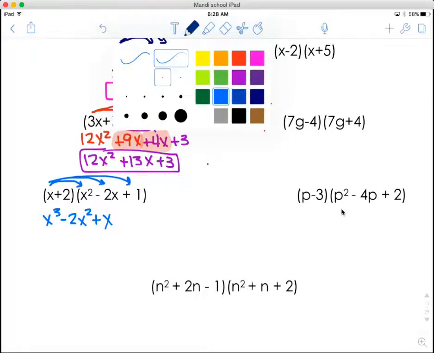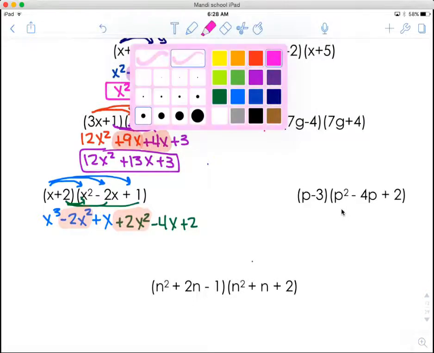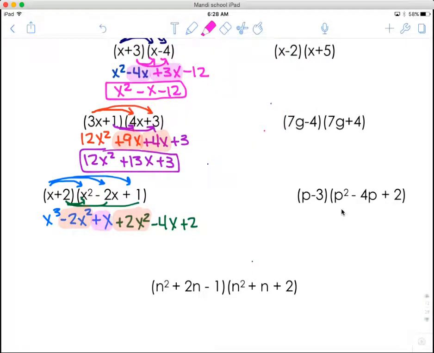Then you take the second term, do the same thing. So we have 2 times x squared, so 2x squared, 2 times negative 2x, negative 4x, and 2 times 1, which is 2. Find your like terms. So we have a negative 2x squared and a positive 2x squared. We have a positive x and a negative 4x.